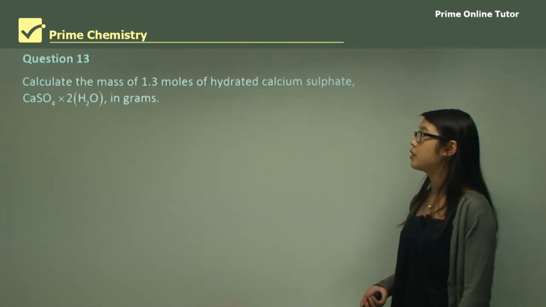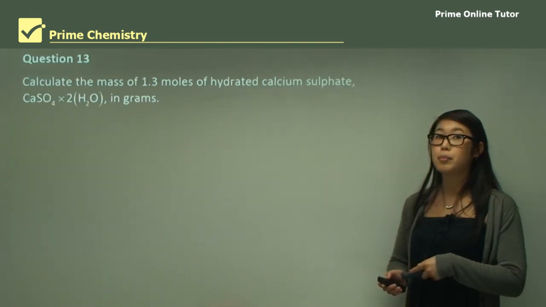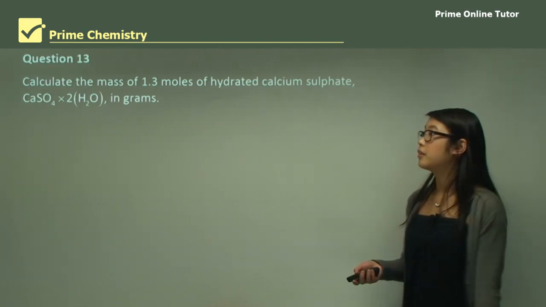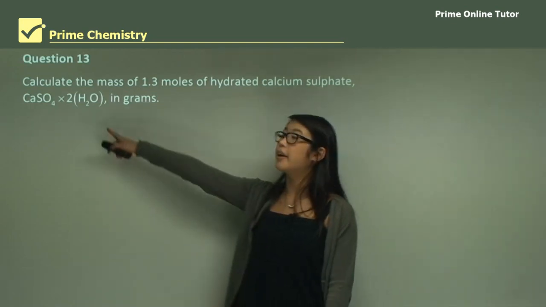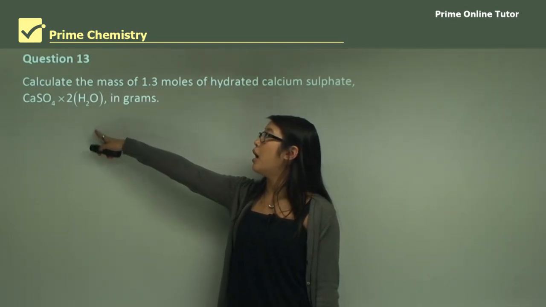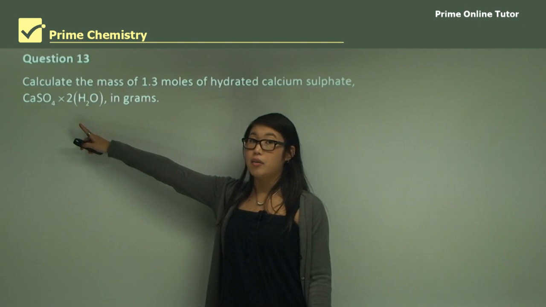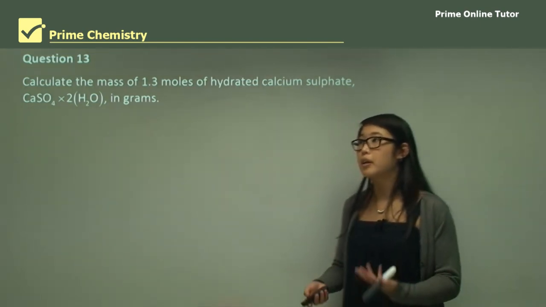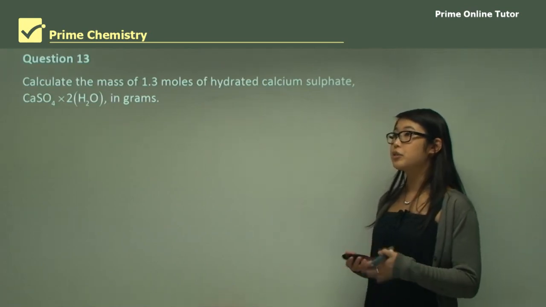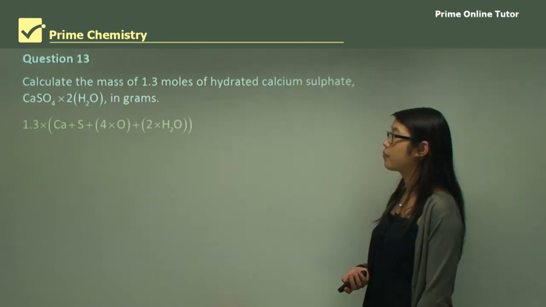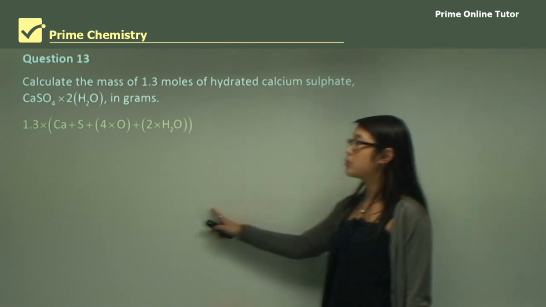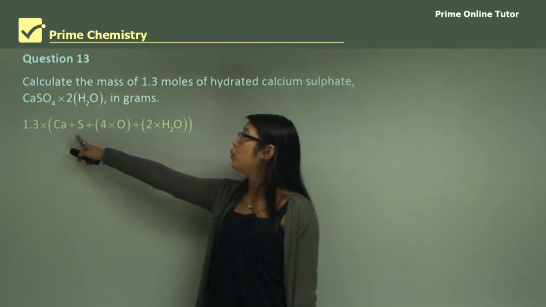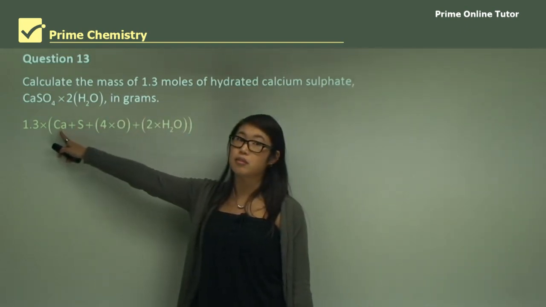Next, question 13. Calculate the mass of 1.3 moles of hydrated calcium sulfate in grams. So calcium sulfate is here, CaSO4, and with every CaSO4 molecule, we're going to have 2 sets of water molecules, not bound to it, but attached with intermolecular forces. So we have 1.3 moles, and we're going to add up the whole mass of this compound.